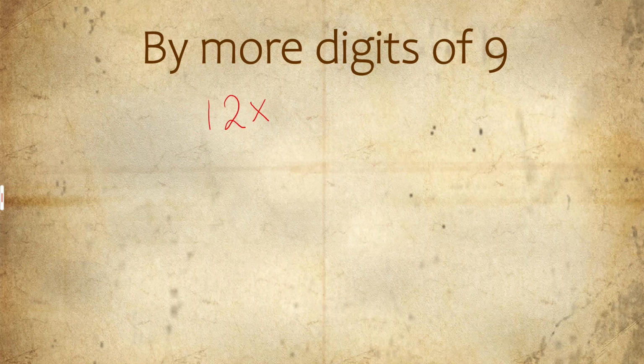Suppose I have to multiply 12. I can multiply it by a number made of 3 digits of 9. What I mean by that is that 12 has 2 digits, right? So the number of 9s should be greater than 2. So it can be 3 digits of 9, or 4 digits of 9, or so on. Let's have a look at the rule.